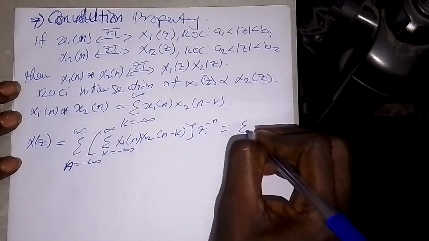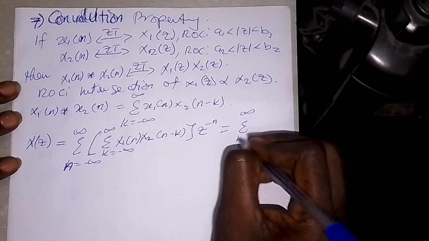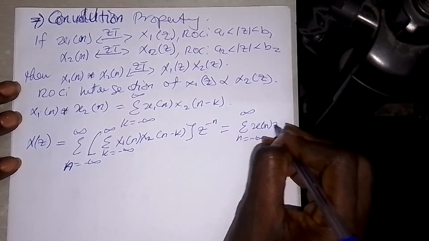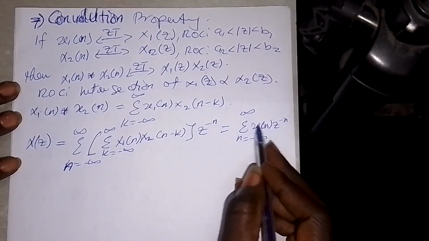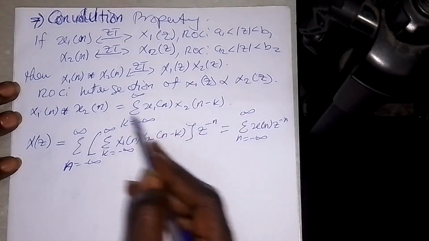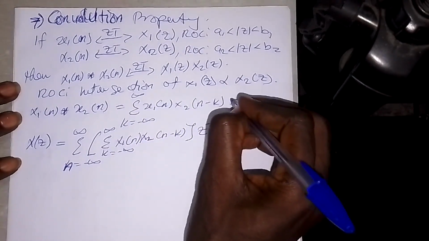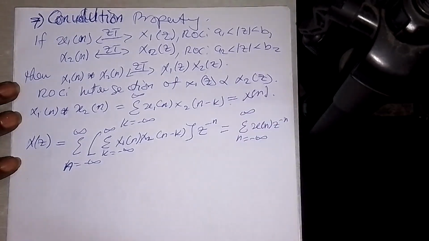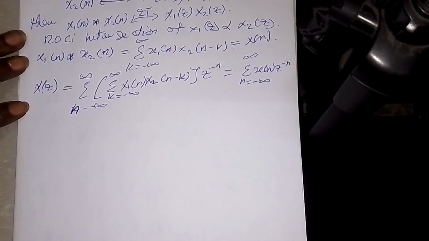Basically this one is equal to the summation from n equals minus infinity to infinity of x of n into z to the minus n. And my x of n is my convolution. So this place is actually equal to my convolution, x of n. Alright, so basically that is how you can do this one. Then you go on and continue with the proving.